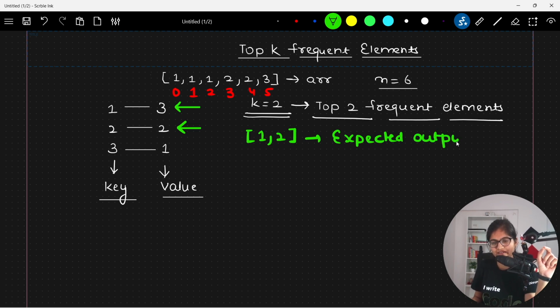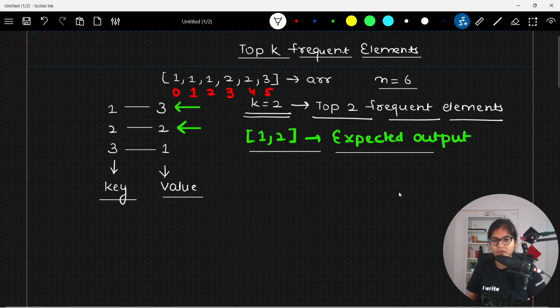This is something which I will say is the expected output that we are getting here, right? Fine. So this is the question that is given to us. Basically, a user will provide 2 things: one is the array, another one is the value of k. After that, it's your task to give the user the topmost k frequent elements that you have.